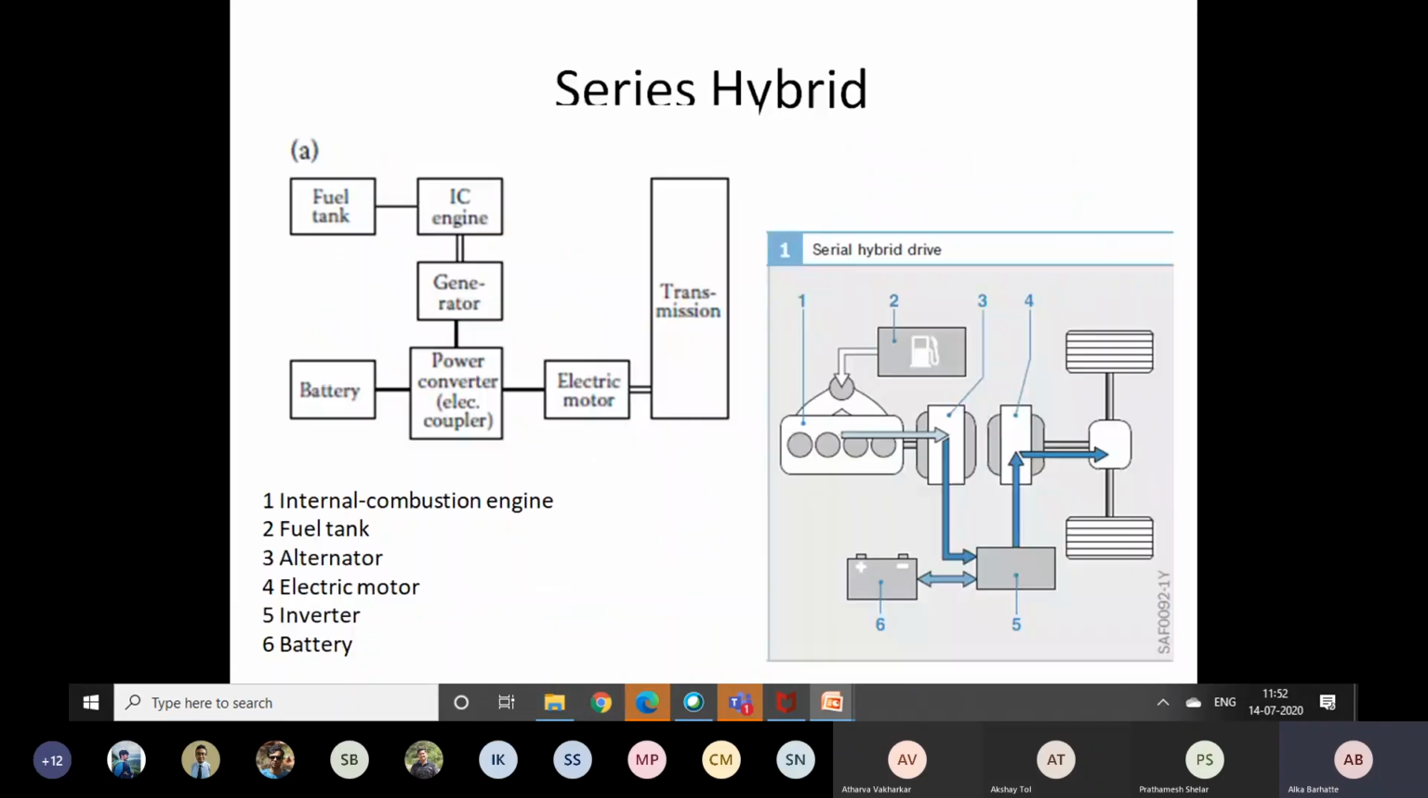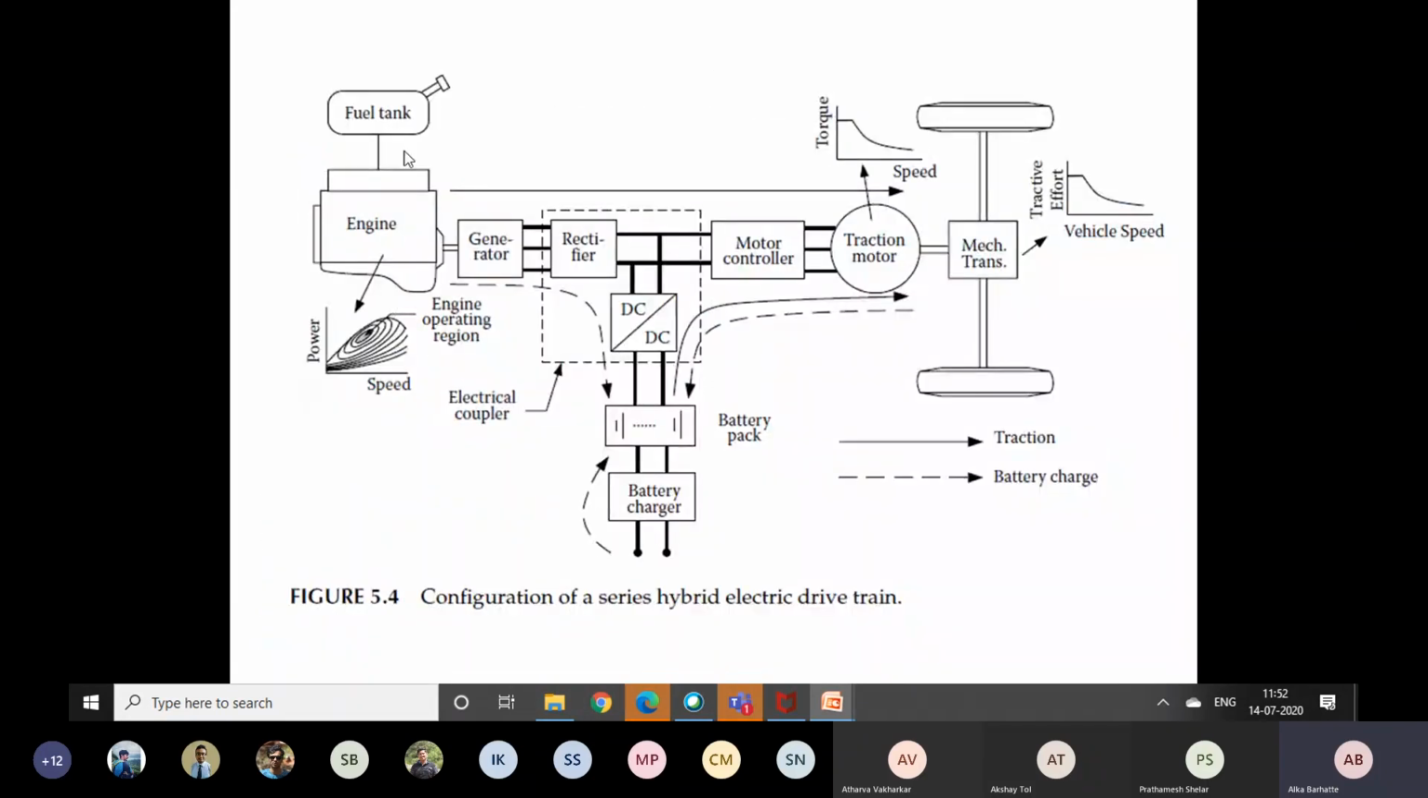Now, the same block diagram has been represented in more detail in this diagram. Basically, it operates in seven different modes. What are those modes? We'll see. Sometimes drive is required and the engine power is sufficient to drive the wheels. So this represents your traction mode and battery charge mode.